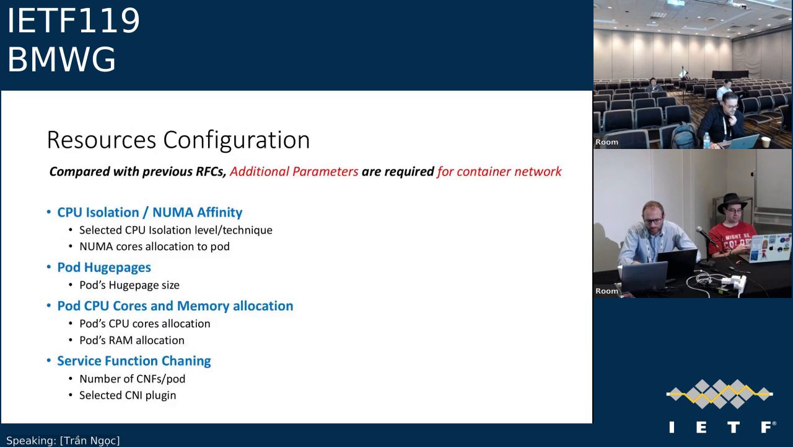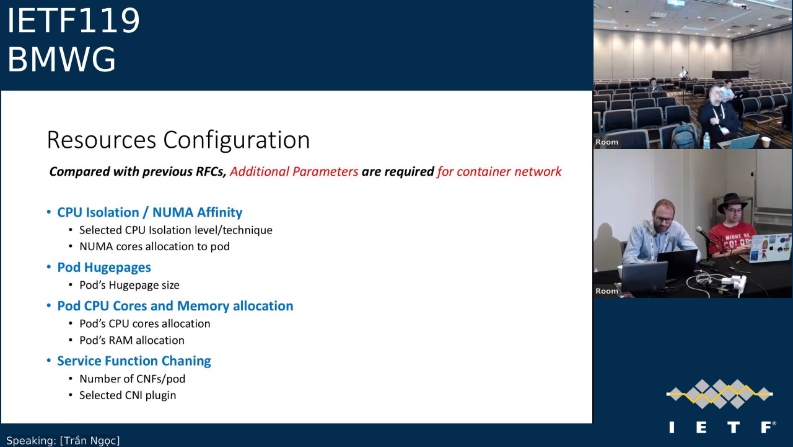About the second consideration for container network benchmarking, it is resource configuration. Inside this one, compared with the previous RFC, we mentioned additional parameters that are required for container networks. There are different kinds of resource configuration that we mention inside the document.